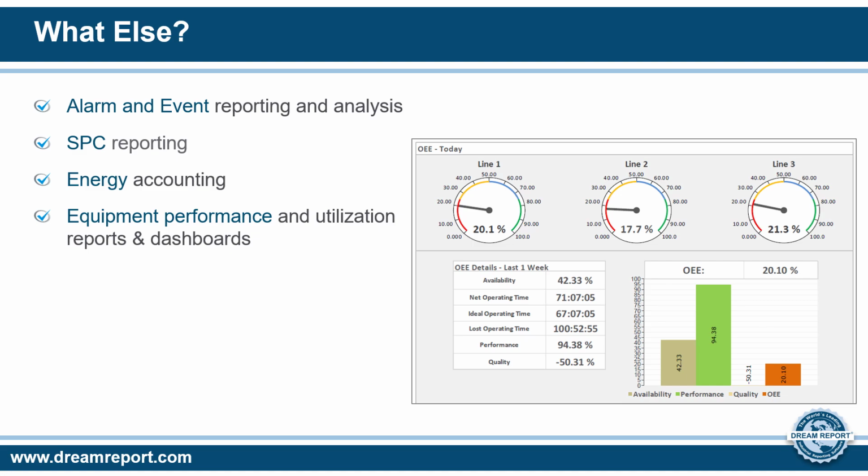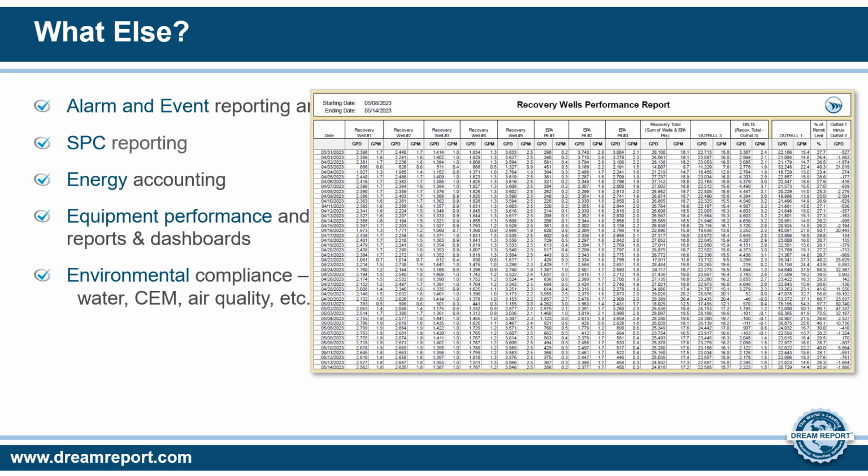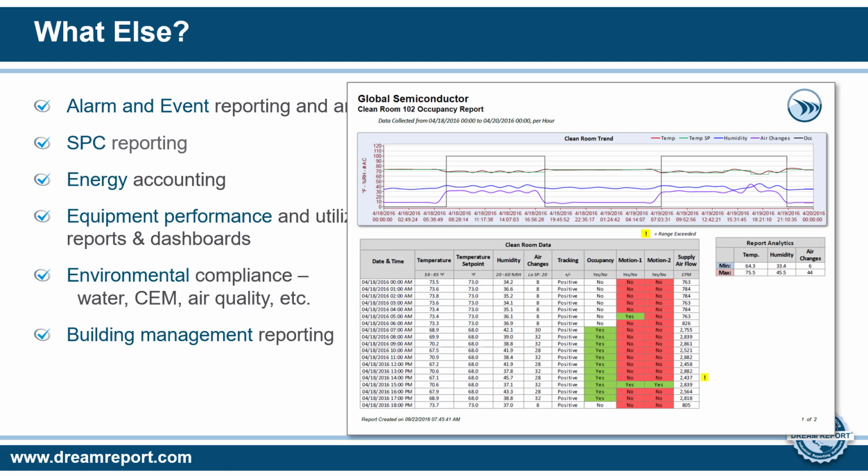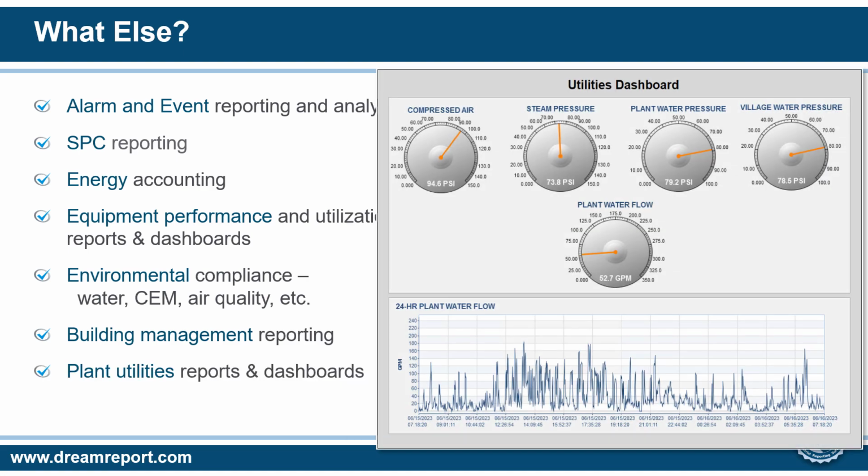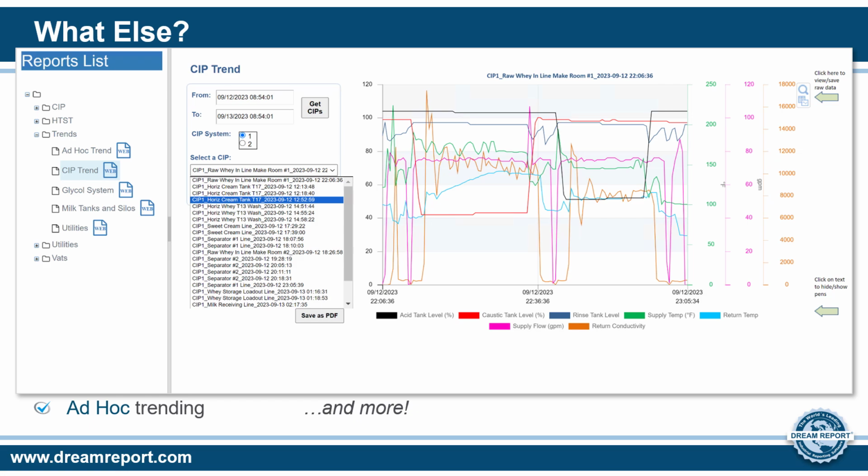Any kind of equipment performance, up and down time reporting, OEE calculations, Dream Report can give you that functionality. Any environmental compliance, industrial water, wastewater treatment, continuous emissions monitoring, air quality. If you've got boilers in the plant that you have to report on, natural gas usage and fuel oil, again, Dream Report is a wonderful solution for that. Any kind of building management systems, from clean rooms to general BMS information, Dream Report is used in many applications like that. Any kind of plant utilities and dashboards, and ad hoc trending, and a whole lot more.